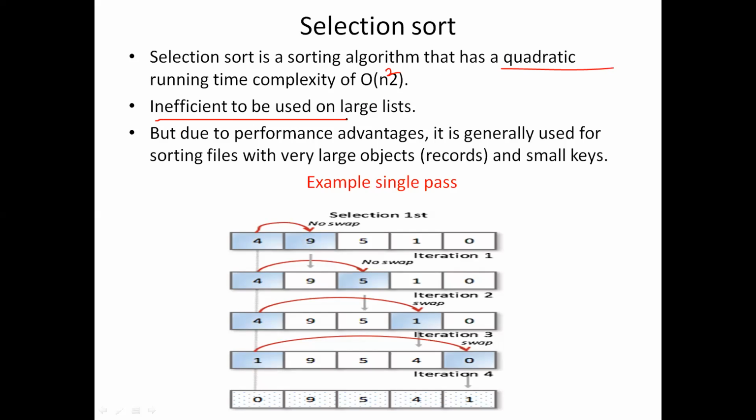It is inefficient to be used on large lists, so it has some disadvantage with large lists. Due to some performance advantages, for very large objects, for a large number of records with a small key, this algorithm will be useful. When they ask about application, you can tell about this selection sort: very large records with a small key, where the size of the key is very small, we can go for this kind of sorting.